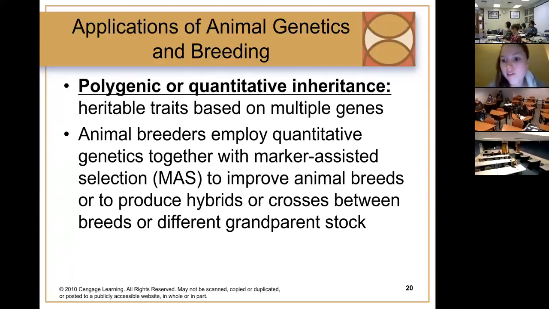So if you know they're polled or horned, and whether they're heterozygous or homozygous, you can actually determine which ones you want to breed to each other based on whether you want a large chance of polled offspring or you want horned offspring. So you can use this for many, many different things.